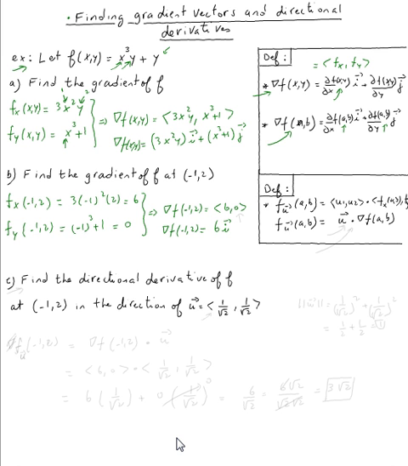Now we need to find the directional derivative of f at the same point but in this direction. And by the way, the reason I'm using u is that the vector u is a unit vector. You can even check it. The norm of u is equal to the square root of 1 over square root of 2 squared plus 1 over square root of 2 squared, which is 1 over 2 plus 1 over 2, which is 1. So that's right.